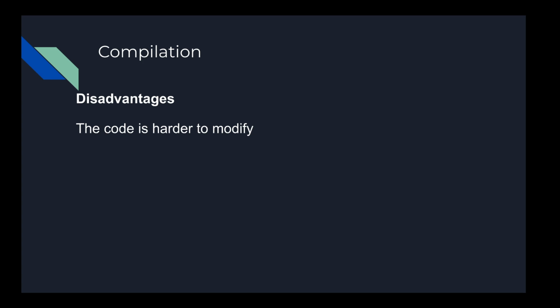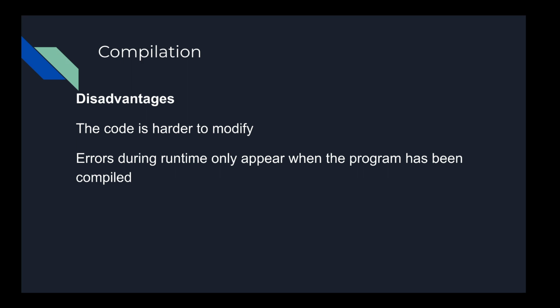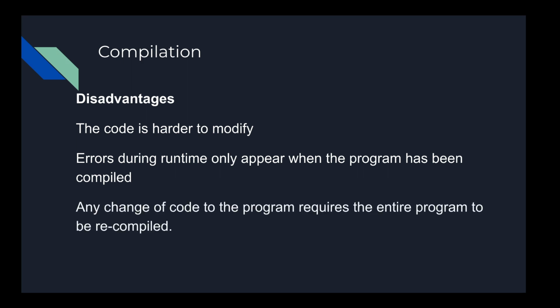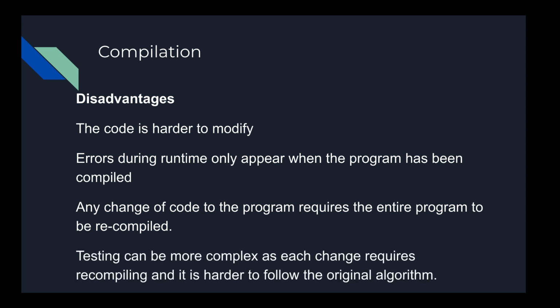The code is very much harder to modify. In fact, reverse engineering is the process where you'll take your source code, your compiled code, and try and decompile it. Errors during runtime only appear when the program has been compiled, which means you will need to recompile. Any changes of code, for example, runtime errors that you come across, will need to be recompiled. Testing can be more complex as each change requires recompiling, which is harder to follow from the original algorithm, and so therefore you'll find that a compiled program is generally a longer debugging process.